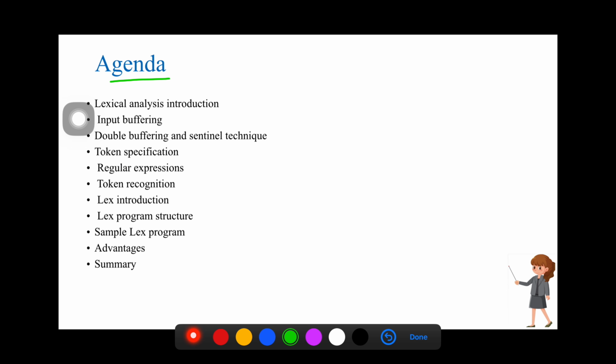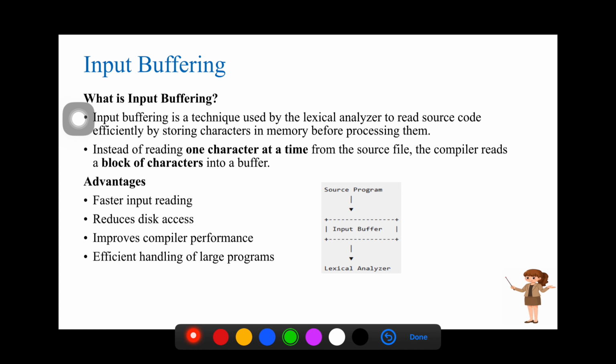The agenda of today's presentation: lexical analysis introduction, input buffering, double buffering and sentinel technique, token specification, regular expression, token recognition, Lex introduction, Lex program structure, sample Lex program, advantages, and finally we'll end with a summary. Let's go into the slides and see in detail.